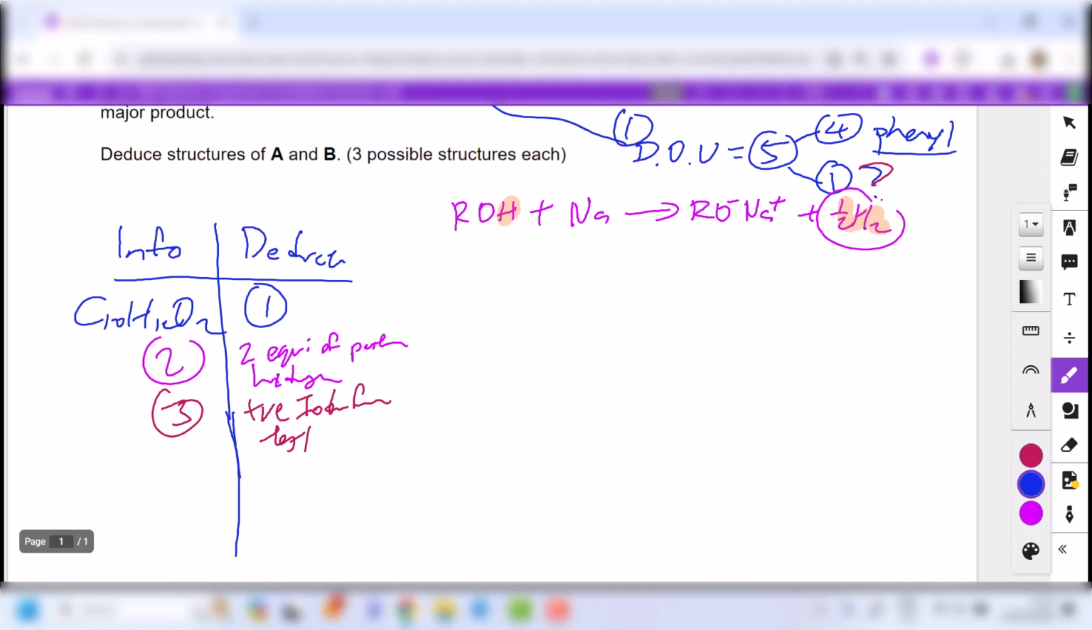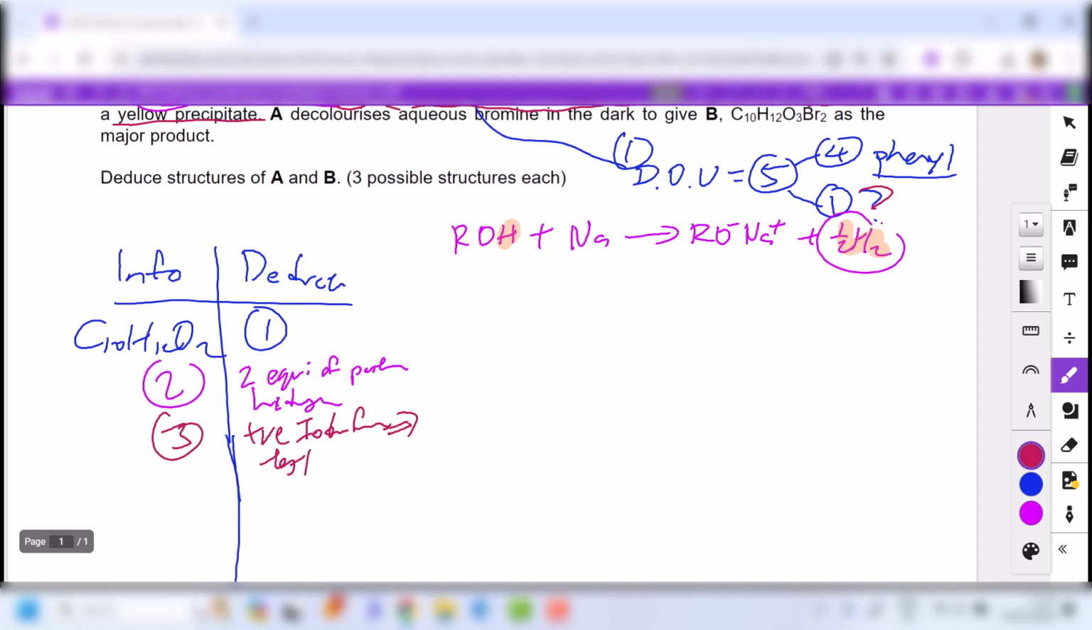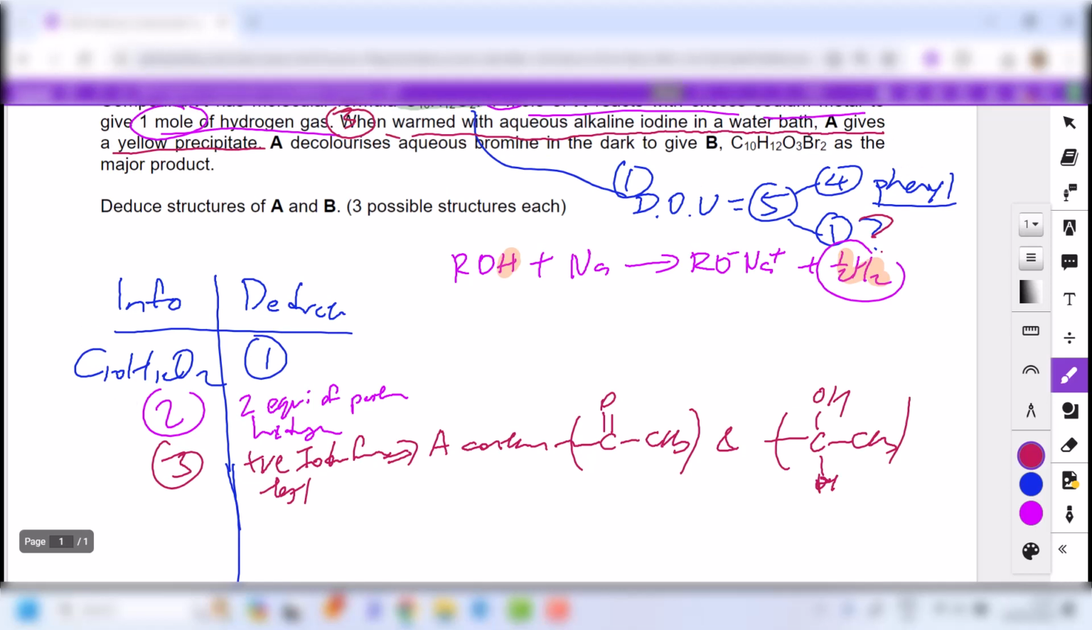Normally, for most of the students, they will tend to write down all possible answers. So what do I mean by writing down all possible answers? They will say that from here I can deduce that A contains, maybe you can say, carbon double bond O, CH3, or the methyl alcohol as the structure features. But in our case here, there is no room for either or.